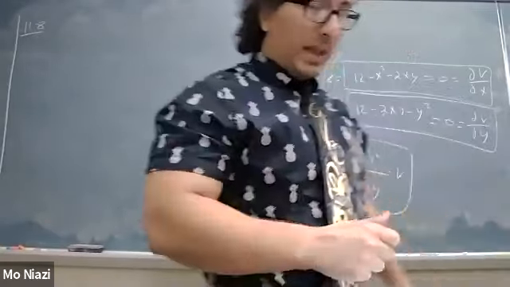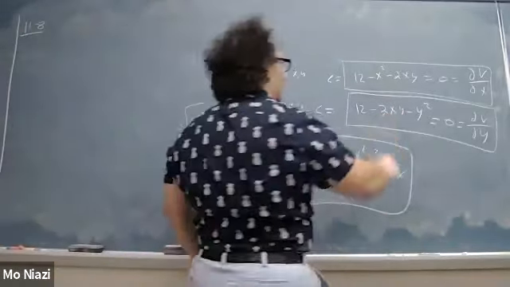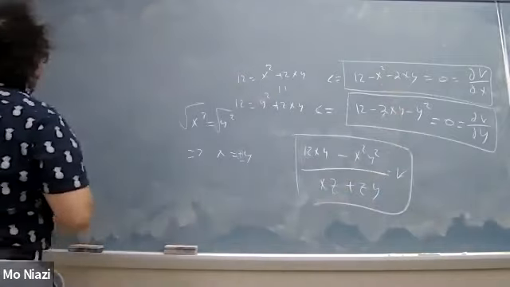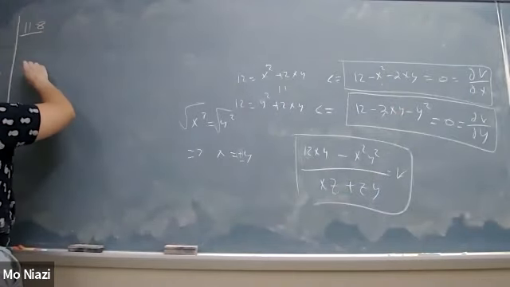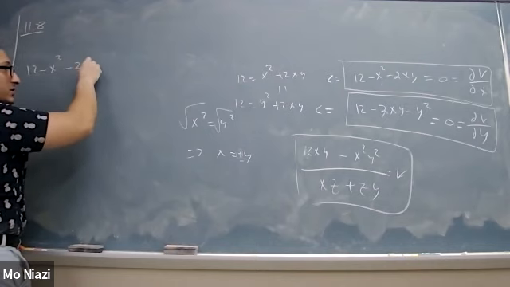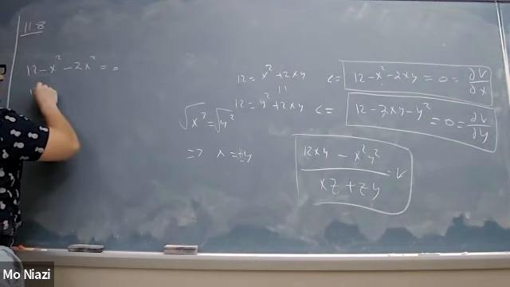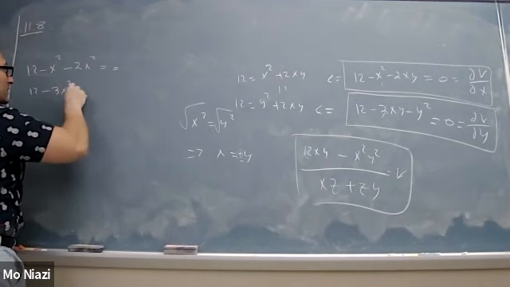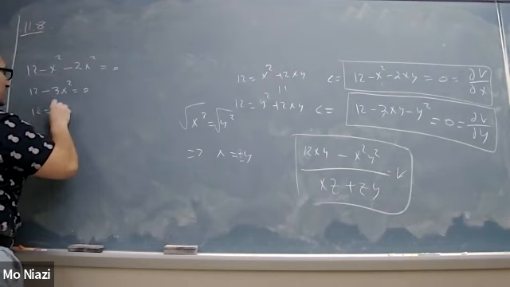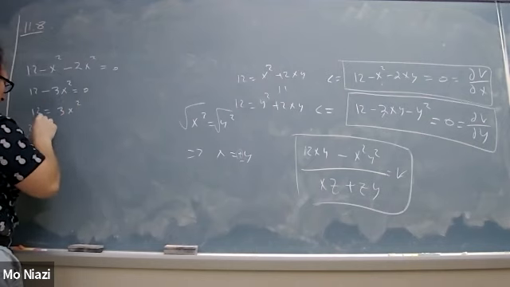So now that we know that x is equal to y, we can actually plug that in to one of these equations here. So I get, for partial v partial x, 12 minus x squared minus 2x squared is equal to 0. So I get 12 minus 3x squared is equal to 0. And I get 12 is equal to 3x squared. And I get x squared is equal to 4.